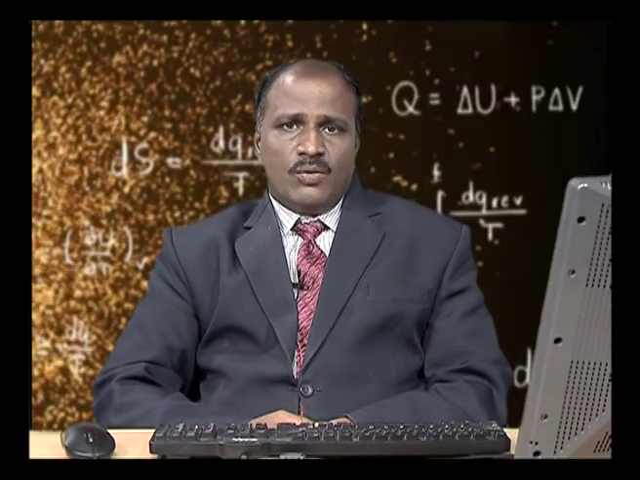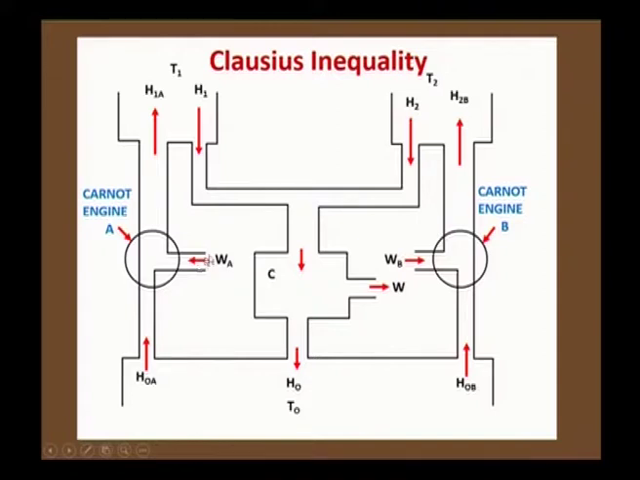Next, we will be dealing with the Clausius inequality. Let us consider this schematic diagram to explain the Clausius inequality. Let us consider 3 heat reservoirs at a temperature T0, at a temperature T1 and at a temperature T2. C is a Carnot engine, where A and B work as refrigerators.